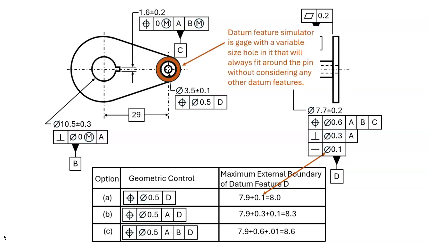We see the datum feature simulator in brown. It is just a variable size ring that surrounds datum feature D. The maximum that the hole in this ring would need to be is 7.9 plus 0.1, which equals 8.